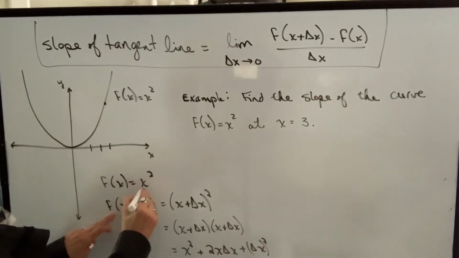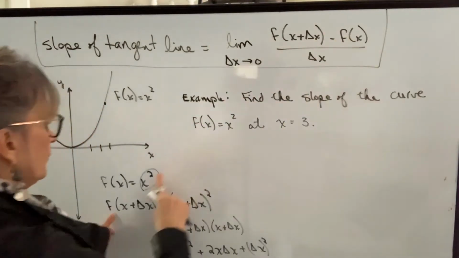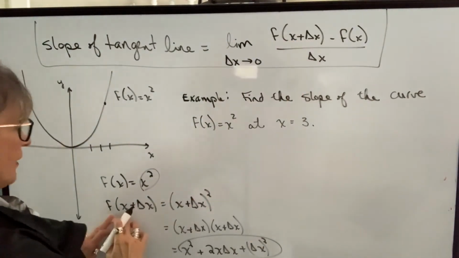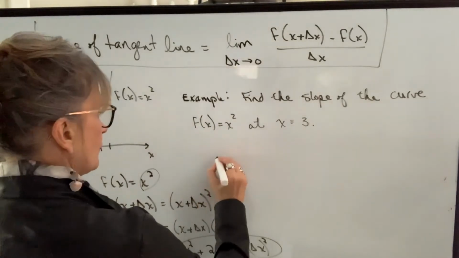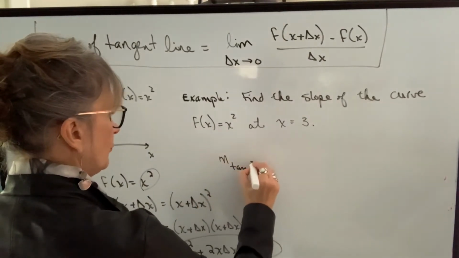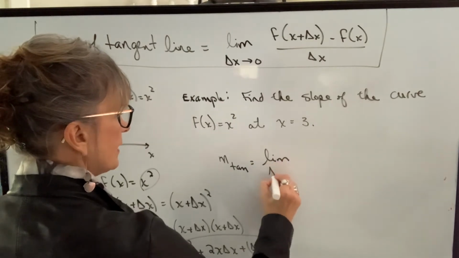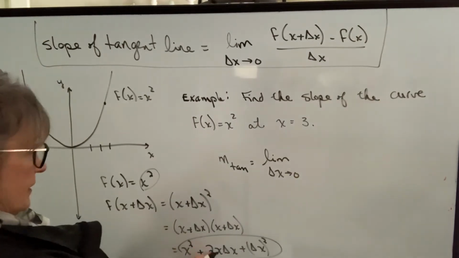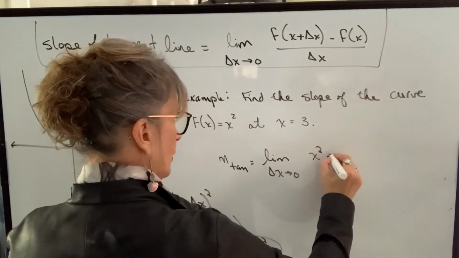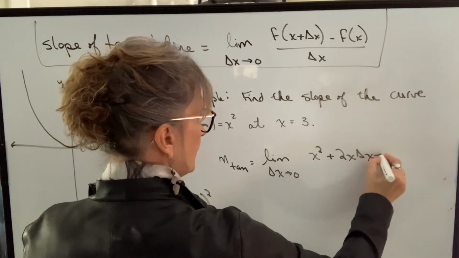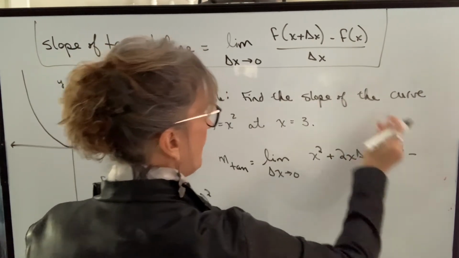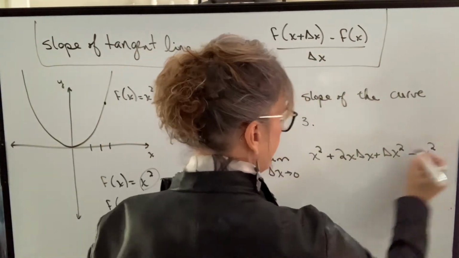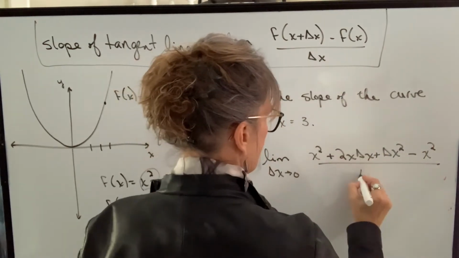So I'm going to plug this into my formula for f of x plus delta x. So the slope of the tangent line will be equal to the limiting value as delta x approaches 0 of f of x plus delta x, which is this, x squared plus 2x delta x plus delta x squared, minus, so that's this whole thing, minus f of x, which is x squared, all over delta x.